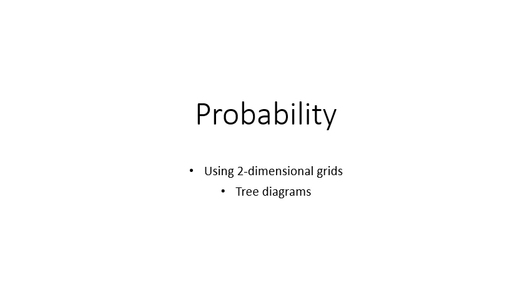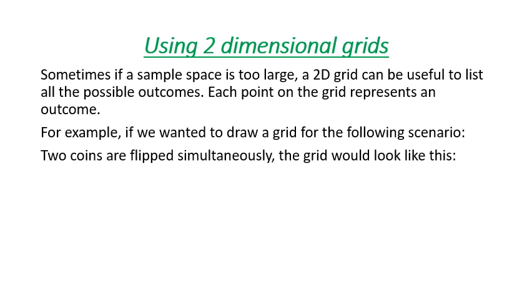Okay, this video tutorial looks at the mathematical strand of probability, and more specifically we're going to focus our understanding on using two-dimensional grids and tree diagrams. The first thing we are going to look at is using two-dimensional grids to solve probability questions. Sometimes you're going to be asked to determine a sample space, which is basically every possible outcome of an event. And if that sample space is too large, then we can use what we call a 2D grid.